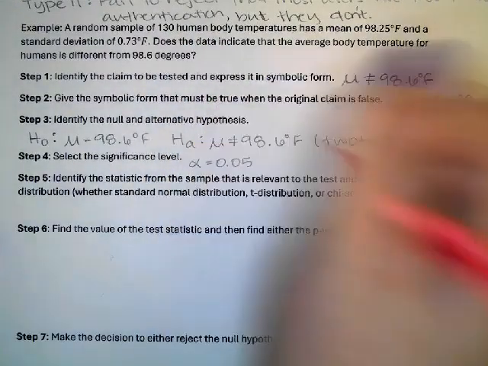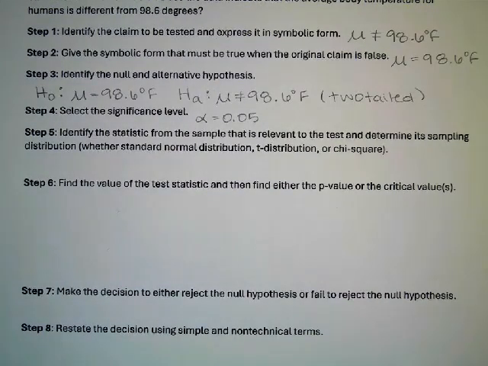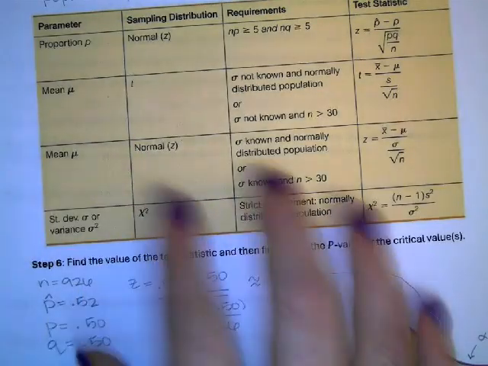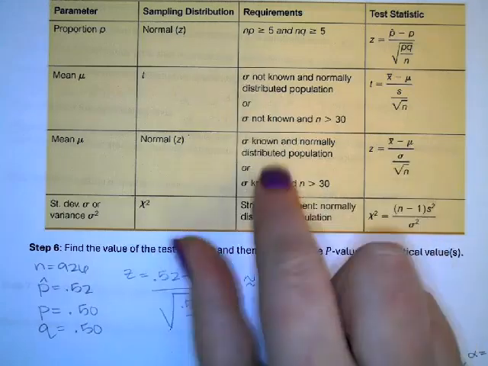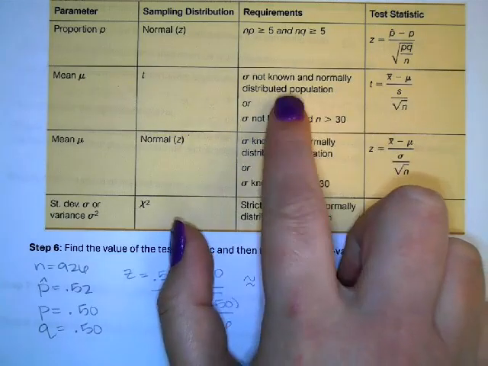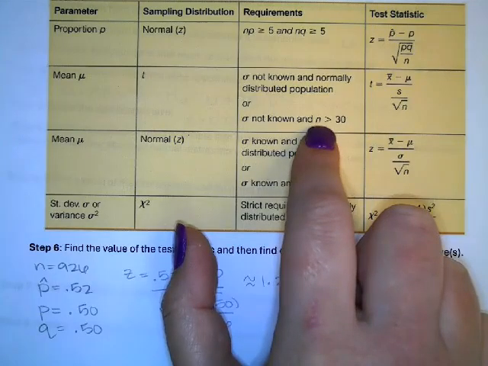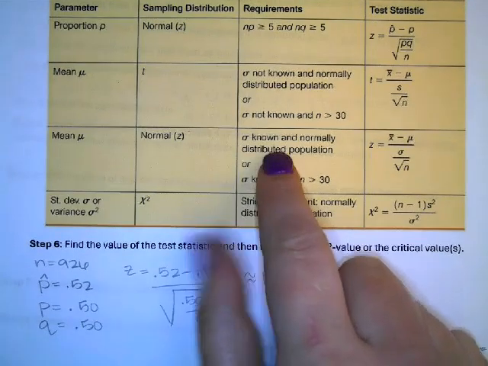All right. Next is to identify the statistic from the sample that is relevant to the test. So we know that we're looking at a mean, and I'm going to look at a previous page in my notes so I can see that chart again. We have two situations. One was where the standard deviation was not known. The other was where the standard deviation was known. Both of them ask that you are told that it's a normal distribution or that you have a sample size greater than 30. So we have a standard deviation that is known, and we do have a sample size that is greater than 30. So we are talking about a normal distribution and a z-score.